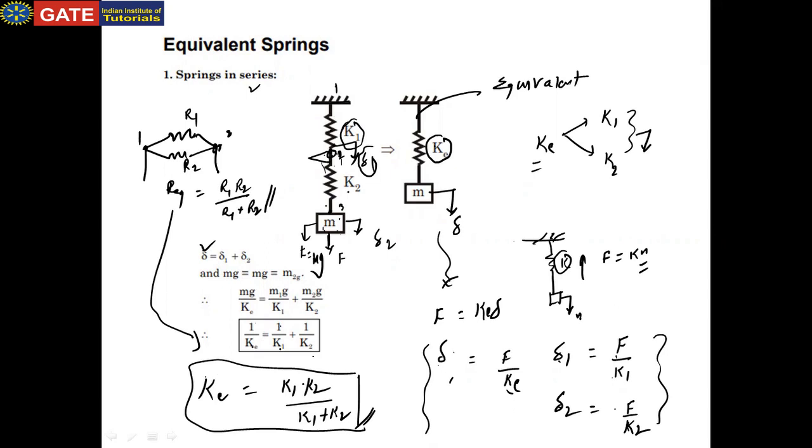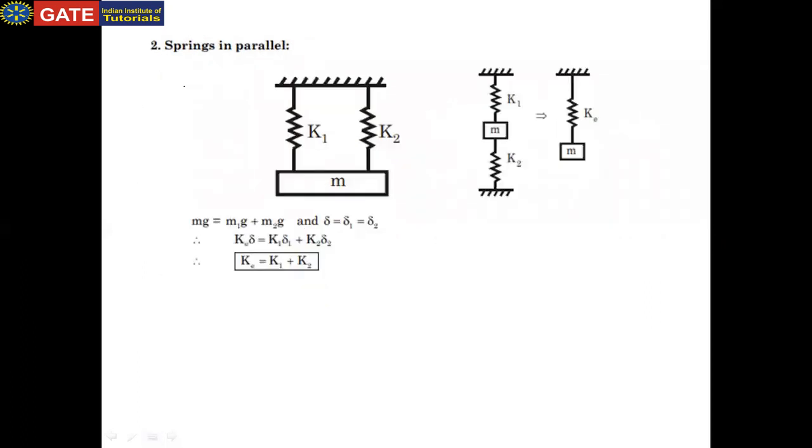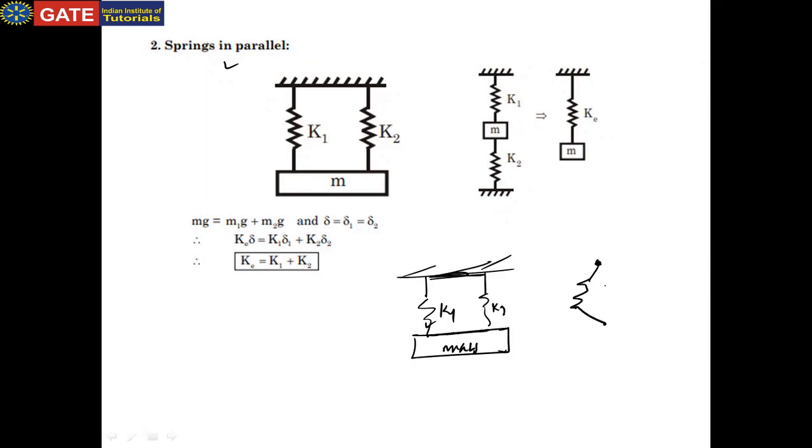Anyway, this is the parallel connection. Check the parallel connection. Here this is one end, and this is the other end. This is the mass, suppose. For the mass, there is one spring here, K1, and another spring, K2. So here also and here also, it is common. I mean, if you check, this connection is like this.